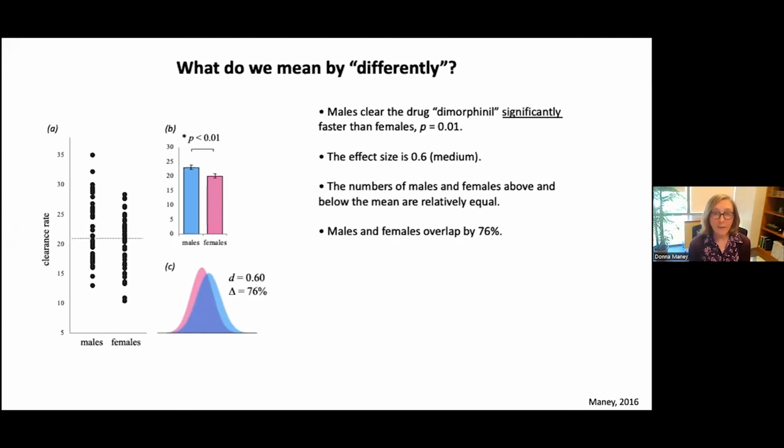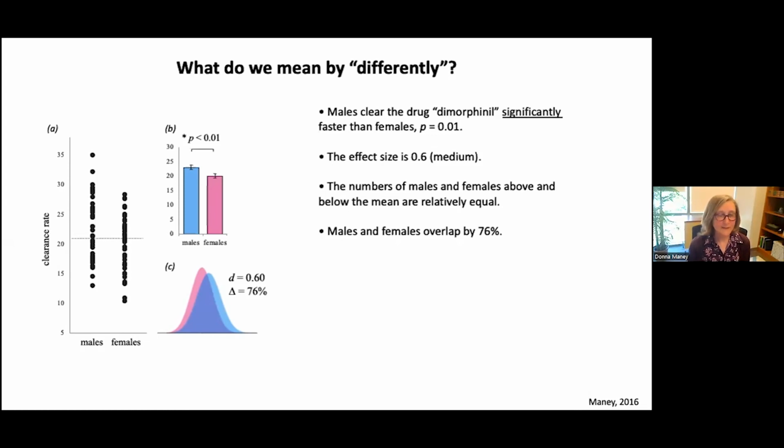And I'm quoting Sabra Klein here. Many of you may know her. She's a well-respected leader in the area of sex differences research. So we have here all the makings of a significant sex difference that could be clinically important. But let's look more closely at the raw data.